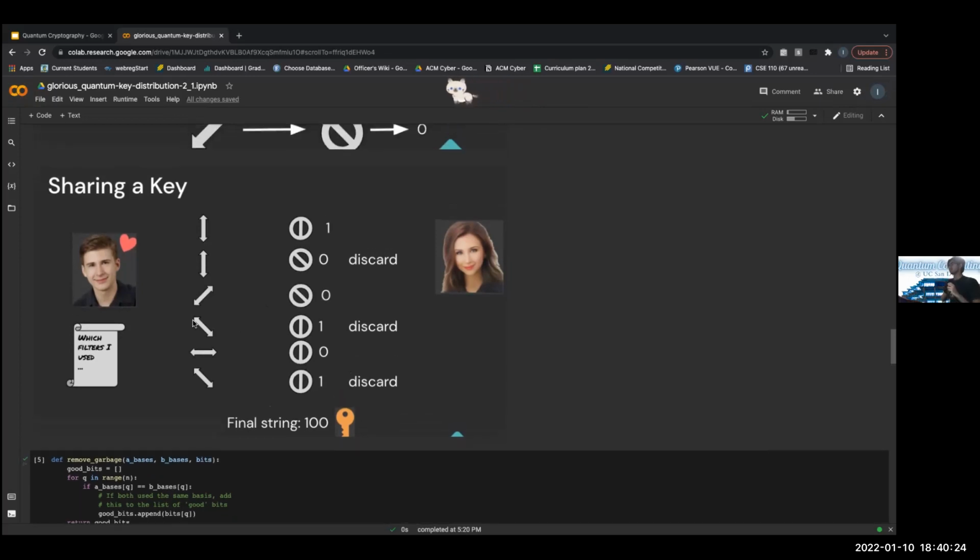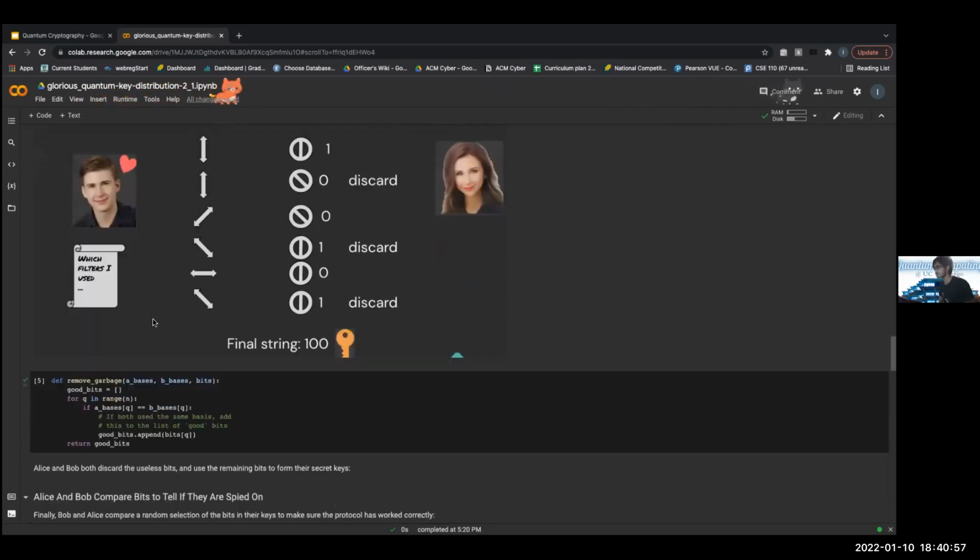Now it's actually okay that Aaron is sharing which filters he used across to Sharon, as we'll get to later, because even if the bad guy intercepts that list, that is useless to them unless they also intercepted every single photon. And as we'll get to later, there's a problem for the bad guy if they try to intercept every single photon. Okay.